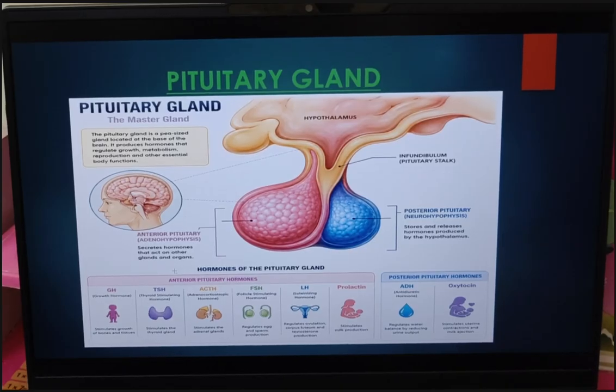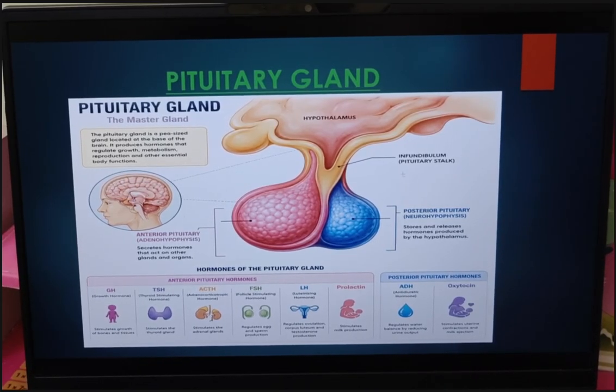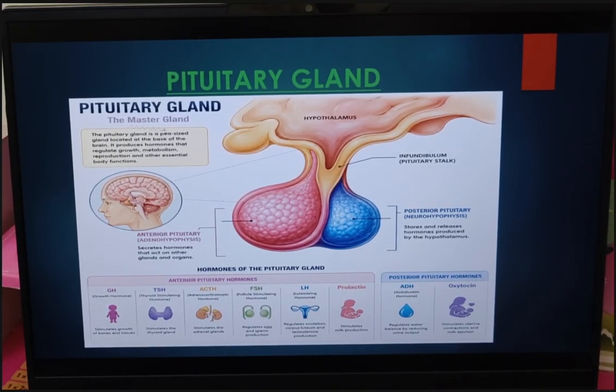So be prepared. Coming to the structure of the pituitary gland, the location is near the forebrain, and this pituitary gland is called the master gland. It is called the master gland. Why? Because it controls all the other glands doing varying functions like production of different hormones.